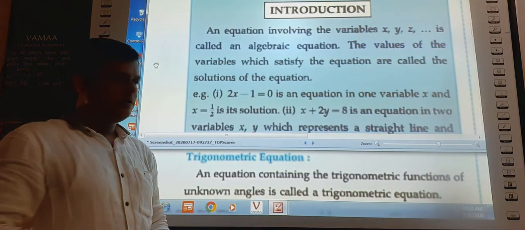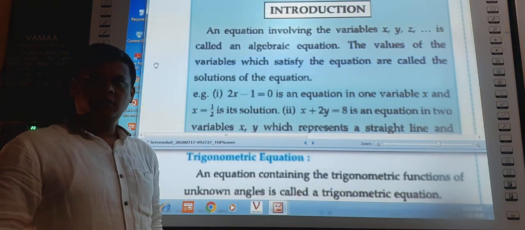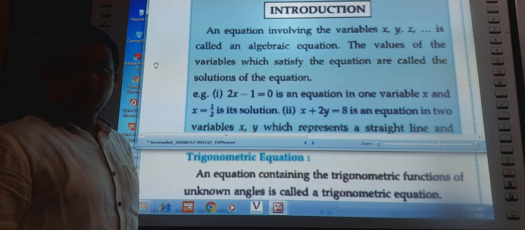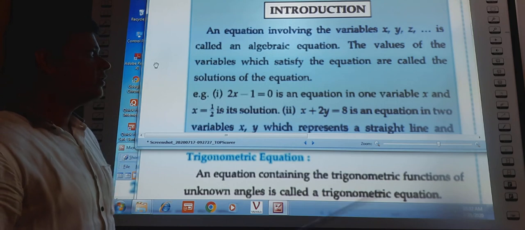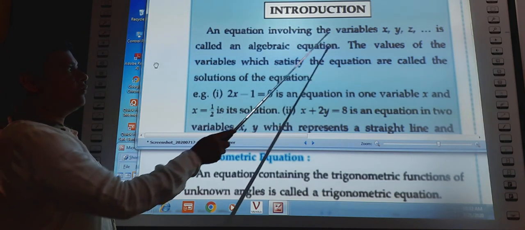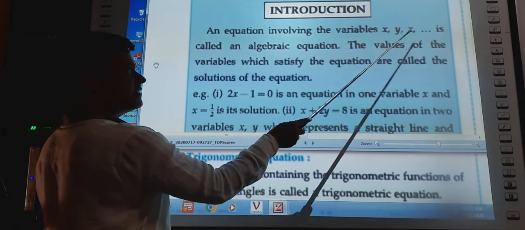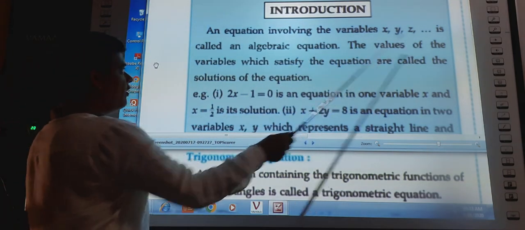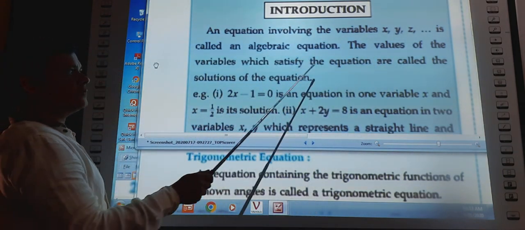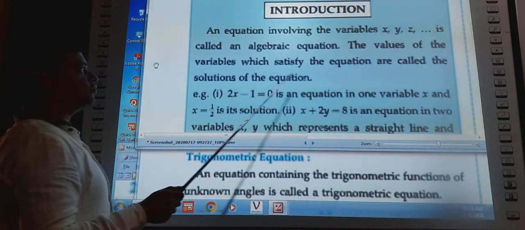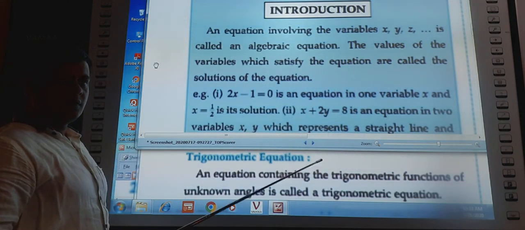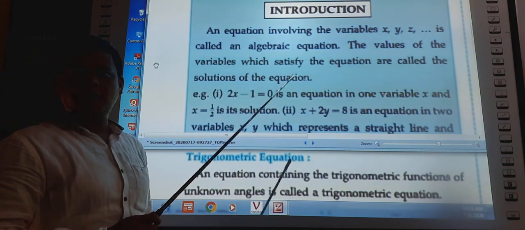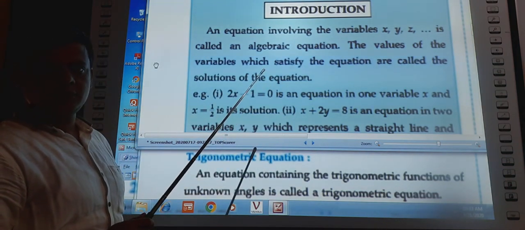In class 10 you studied algebraic equations, that is linear equation in one variable, linear equation in two variables. So see, an equation involving the variables x, y, z is called an algebraic equation. The values of the variables which satisfy the equation are called the solutions of the equations, or you know that the solutions are also called roots of that equation.